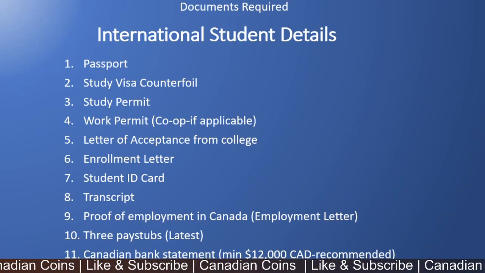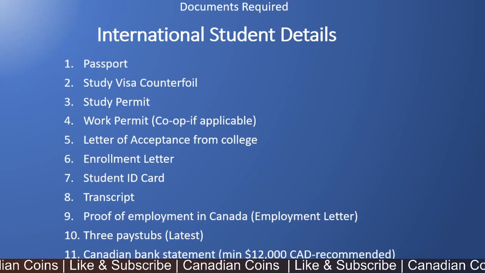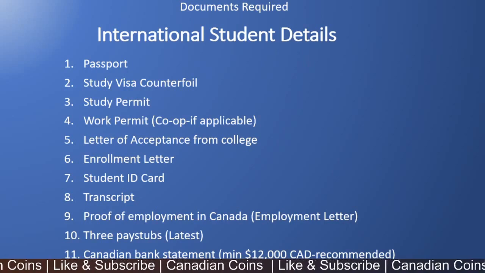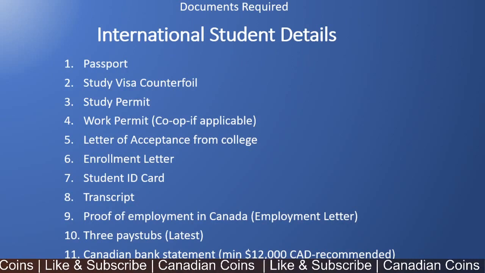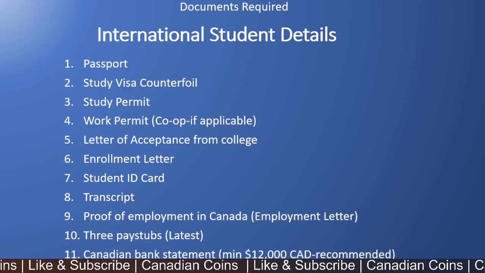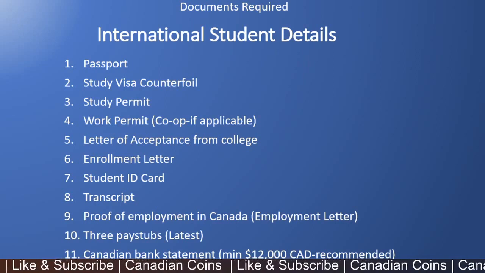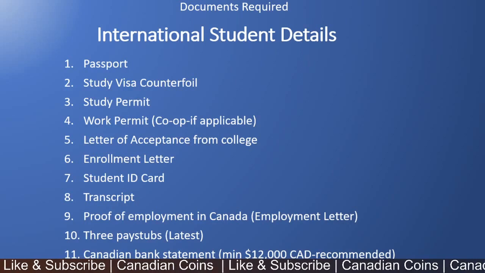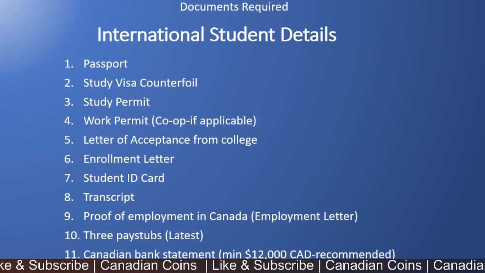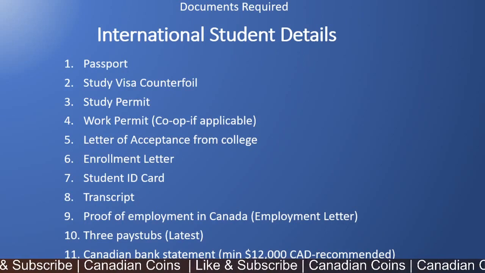The international student details are the details of the student who is already in Canada. You have to have the passport, the study visa counterfoil, which is already stamped in your passport, and the study permit of the student, the work permit if the student has a co-op, the letter of acceptance from the college, the initial letter you received from the college, and the enrollment letter which you can get from the college student website. Next is the student ID card.